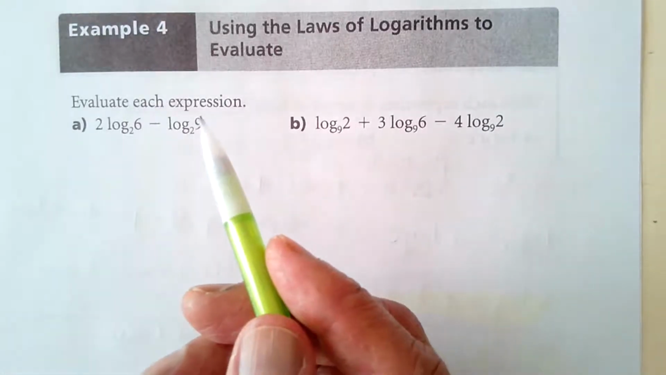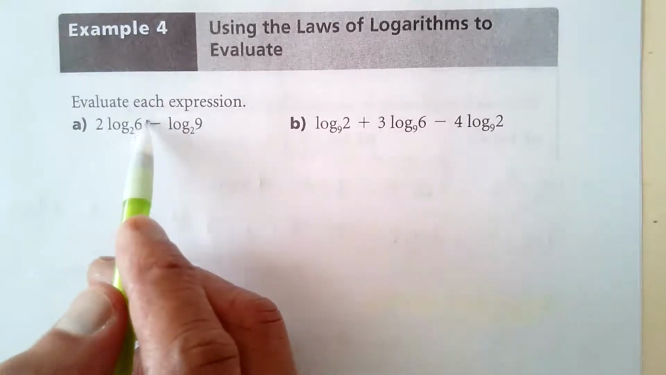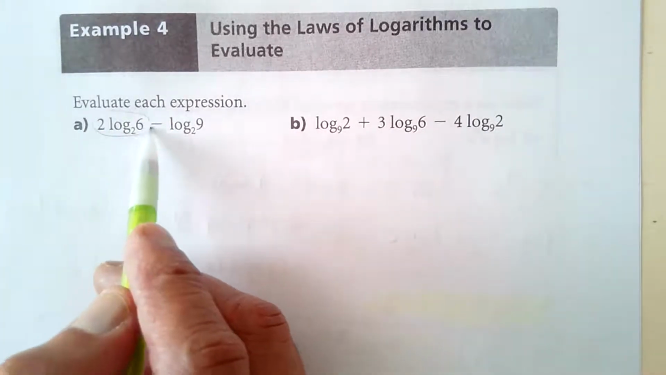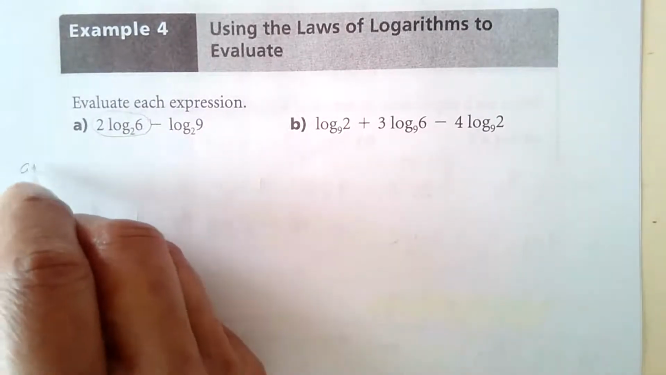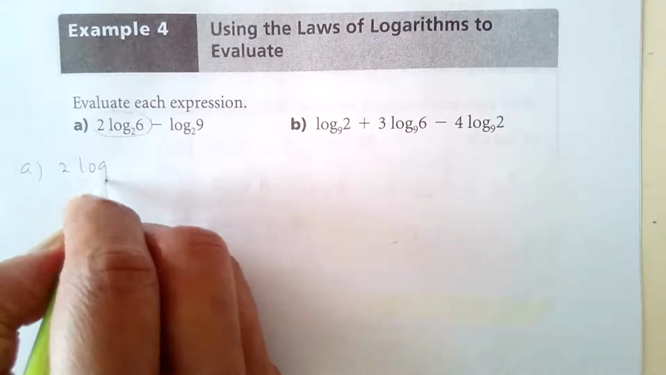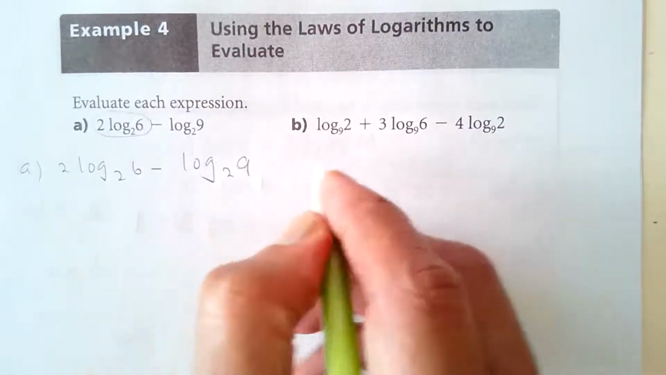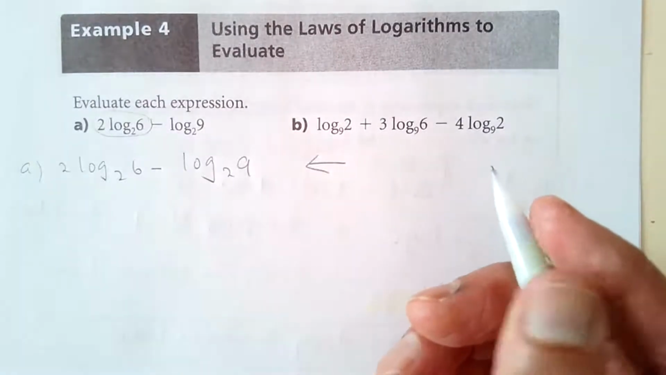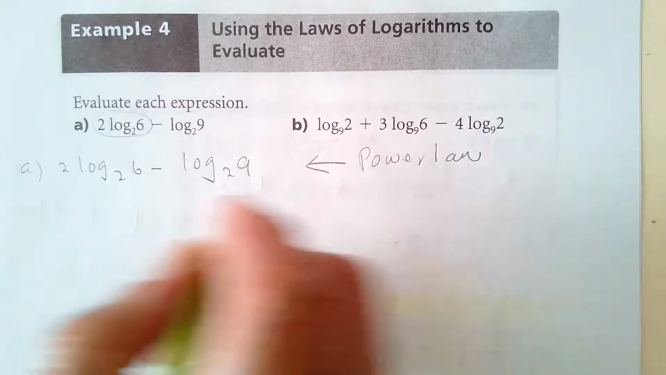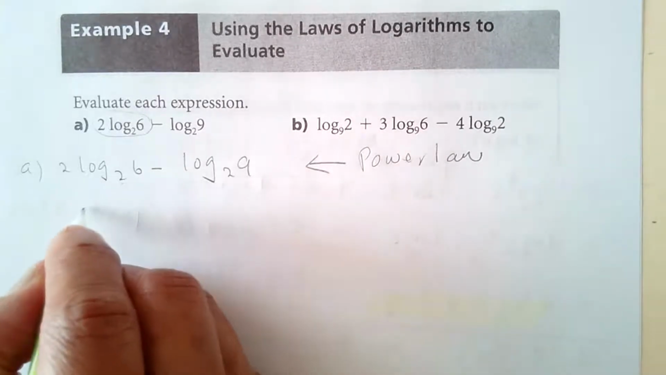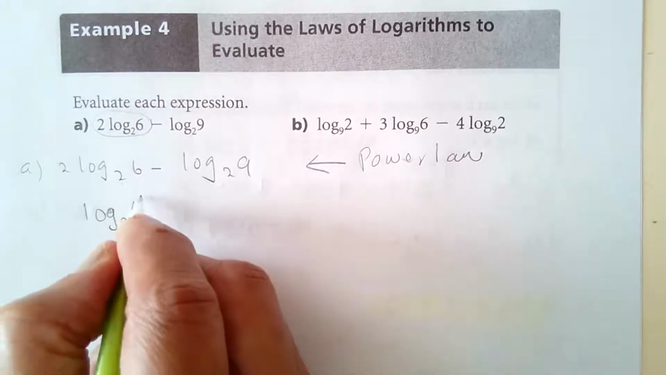The first step you want to use is the power law for this first stage here. So we use the power law. So let's look at the first one here. 2 log 2 6 minus. So step 1, power law. So this gives me log 2 to 6 power 2.